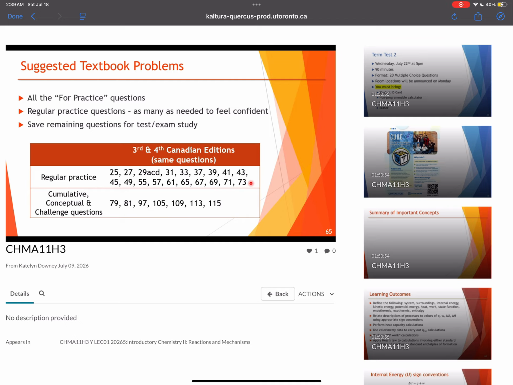Here are some suggested problems. These are just what I suggest, okay? And I was saying this to someone in office hours yesterday. If you are practicing the problems and you go through one of these and you're like, I know the answer now, so I kind of know how to do it, but I'm not feeling super confident, you can do the other questions in the textbook, okay?